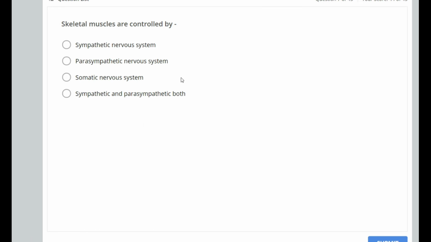Okay, actually I missed the 7th question. That is why I am showing it again. 7th question. Skeletal muscles are controlled by sympathetic nervous system, parasympathetic nervous system, somatic nervous system, both the sympathetic and parasympathetic nervous system. Question number 7. Option C, somatic nervous system, is the right answer.